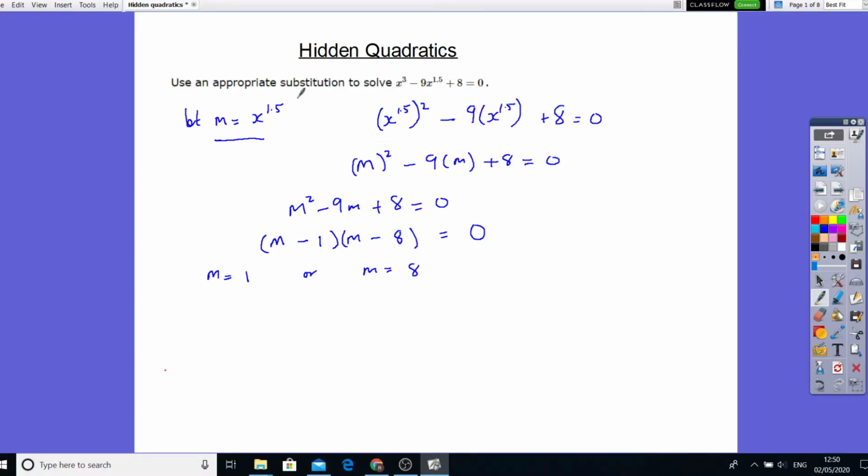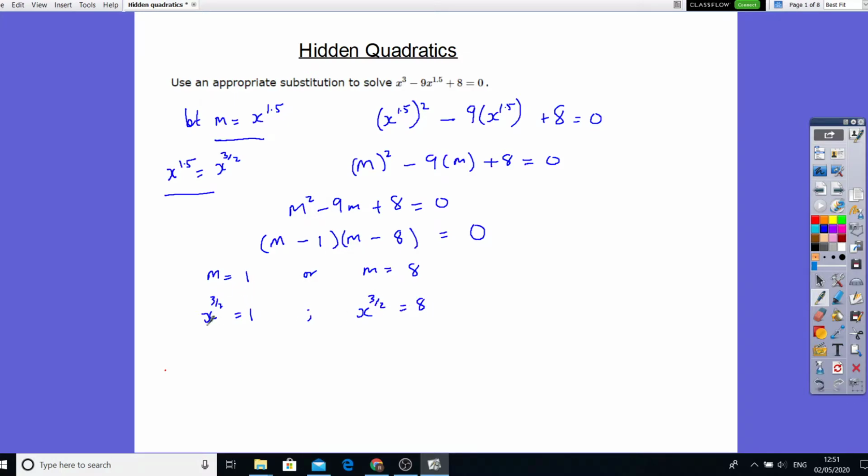Now we haven't solved this yet because we've only solved for m. We need to go back and put this in. So x to the power 1.5, I'm going to rewrite that as x to the power 3 over 2. In the first one, x to the power 3 over 2 equals 1, and over here, x to the power 3 over 2 equals 8.